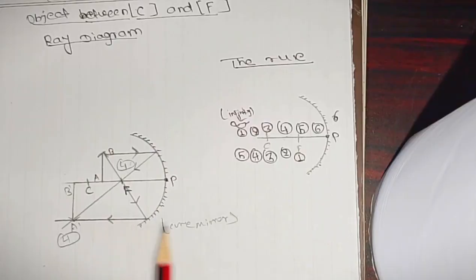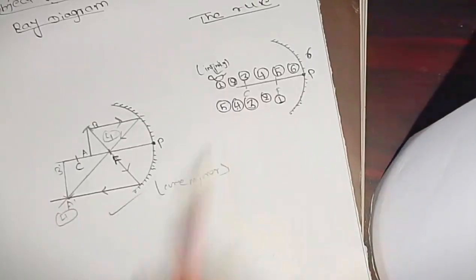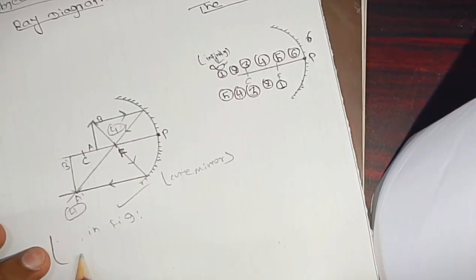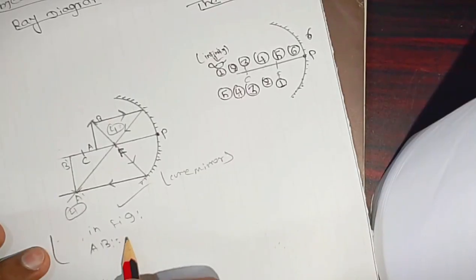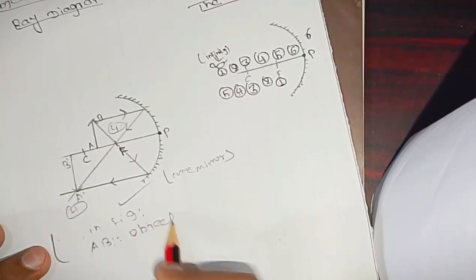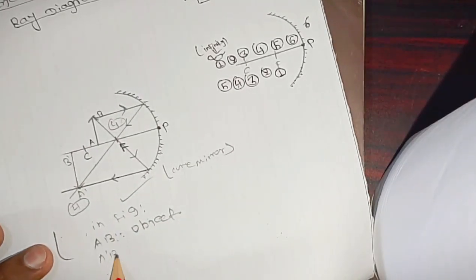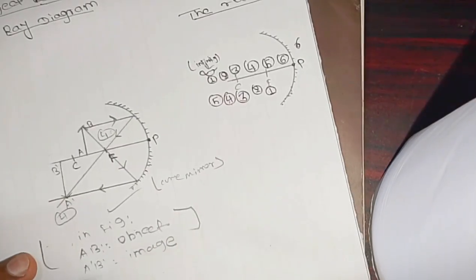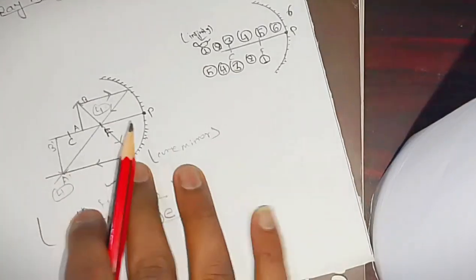To check our diagram, is it correct or incorrect? This diagram is correct. In the figure, you can see AB equal to the object, that is A prime B prime equal to the image. We can write the conclusion.